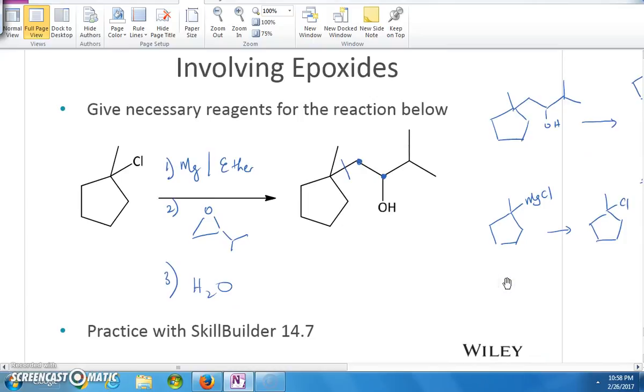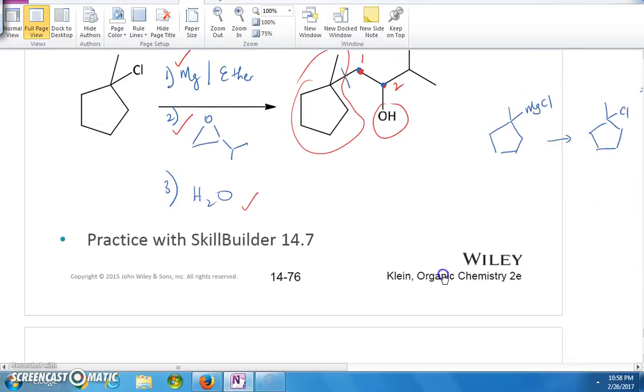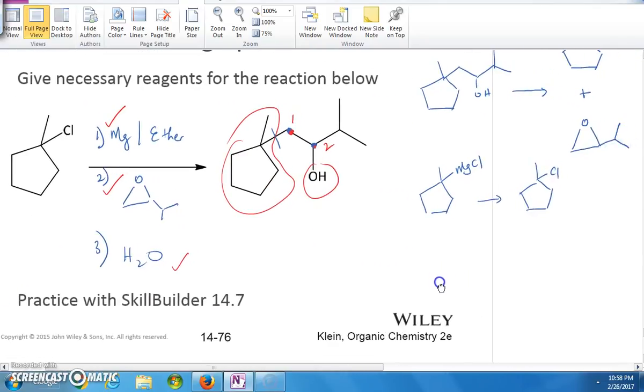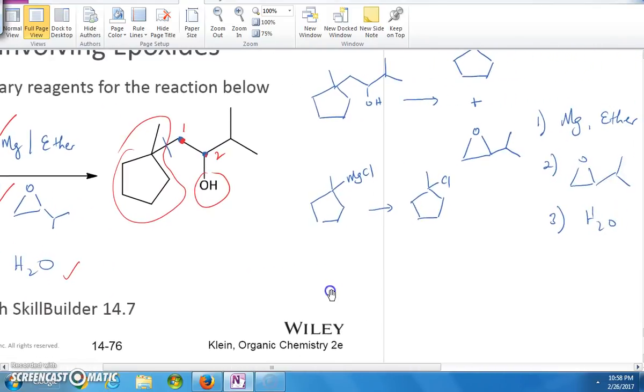That's what is happening here. In between the R group and the OH group, you need 2 carbons. To do that, you first convert this to a Grignard in step 1, then you add the epoxide in step 2, and then you hydrolyze. That's how you arrive at that. This is pretty straightforward. The very first thing you want to do is make your Grignard.